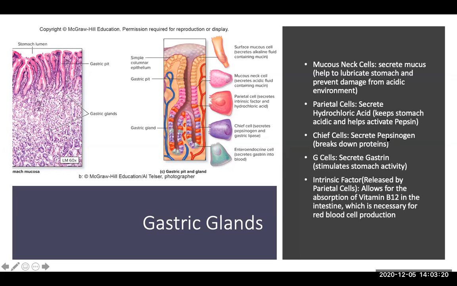Chief cells secrete pepsinogen, which breaks down proteins, and G cells secrete gastrin, which helps to stimulate stomach activity. Intrinsic factor is also released by parietal cells, and this allows for the absorption of vitamin B12 in the intestine, which is very necessary to produce red blood cells.